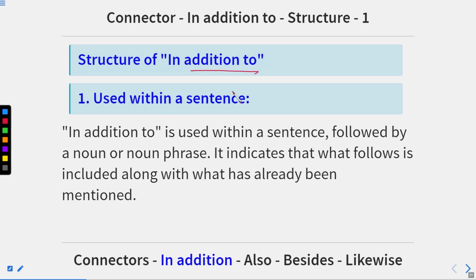Now, structure of in addition to. So here we are going to discuss the structure of in addition to. We have already discussed the structure of in addition. In addition to is used within a sentence. So this is again very, very important about this phrase in addition to, that it will be used within the sentence. Followed by a noun or the noun phrase, it indicates that what follows is included along with what has already been mentioned.